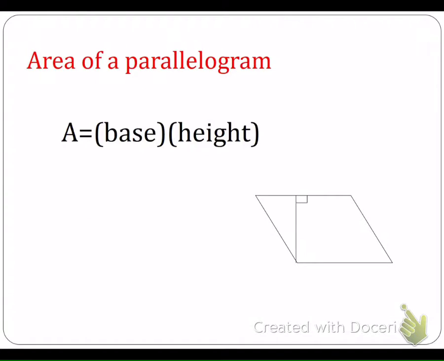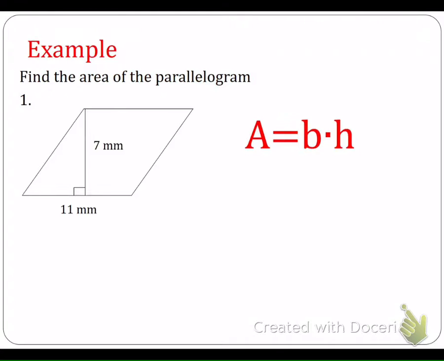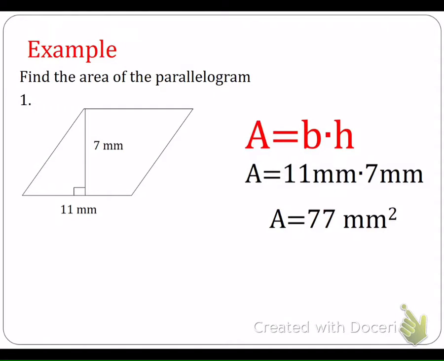Did you all get that? Okay. All right, so here's example 1. How will we find the area of this parallelogram? Just 7 times 11. 77, and we're still talking about area, so you still need the squared after the unit. So 77 square units. In this case, square millimeters.